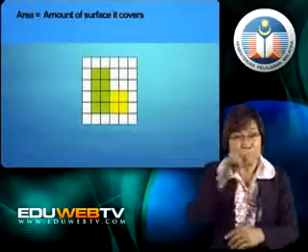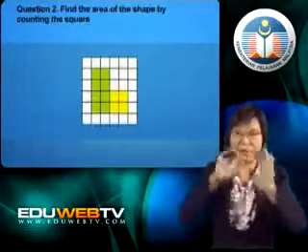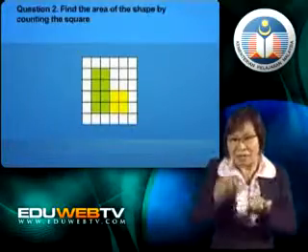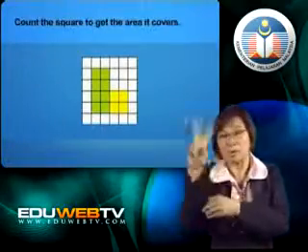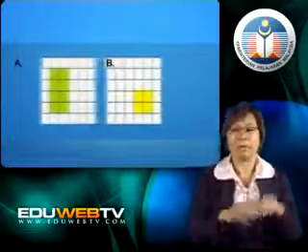Do you know that two different shapes can have the same area? Here is the example. Question 2. Find the area of the shape by counting the unit squares. Look at the diagram. To make it easier, you can divide the area into two, A and B.